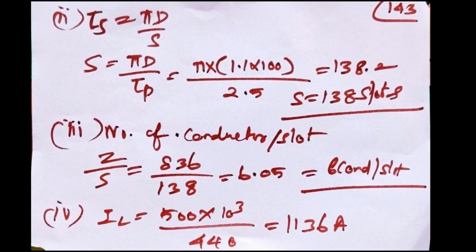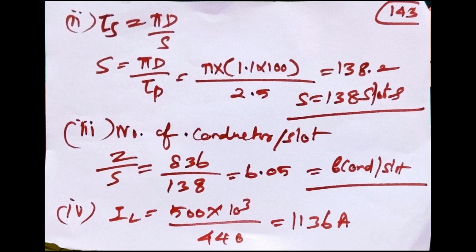Solution. Tau S is equal to pi D divided by S. S is equal to pi D divided by tau P. Put in these values. D is equal to 1.1 into 100, tau P is equal to 2.5. S is equal to 138.2. We obtain S value, 138 slots. Third, number of conductors per slot. Z divided by S is equal to 836 divided by 138 is equal to 6.05. That is 6 conductors per slot.